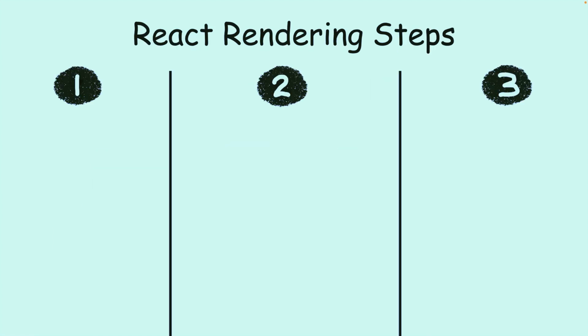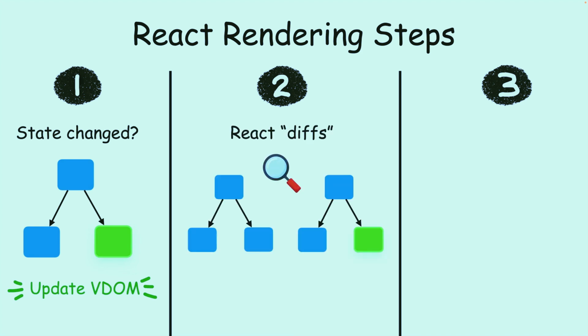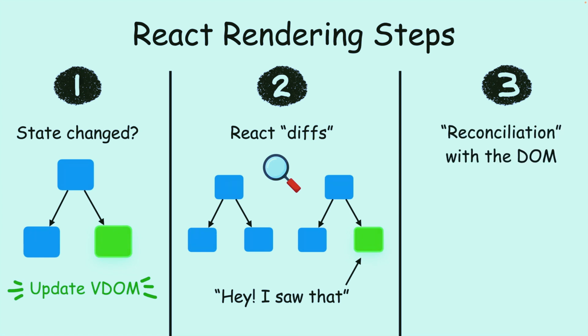Here's the complete rendering process in React. If the state of our React app changes, then React updates the virtual DOM, which is quicker to update than the real DOM. Then, React uses a process called diffing to compare the updated virtual DOM to a previous version to see what's changed. Once it sees what's different, React uses a process called reconciliation to update the real DOM with the changes that it found.